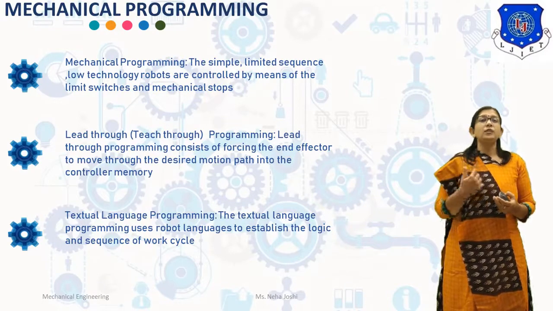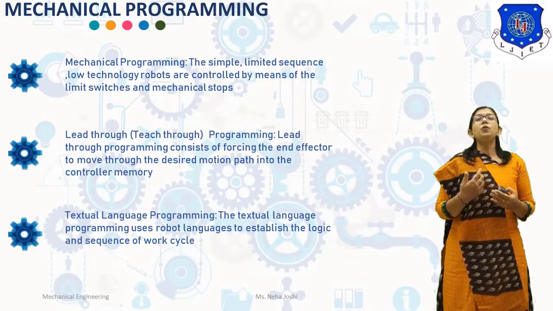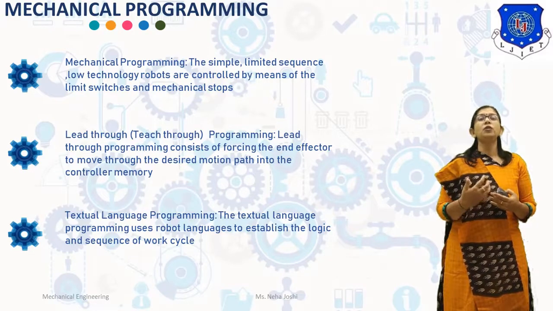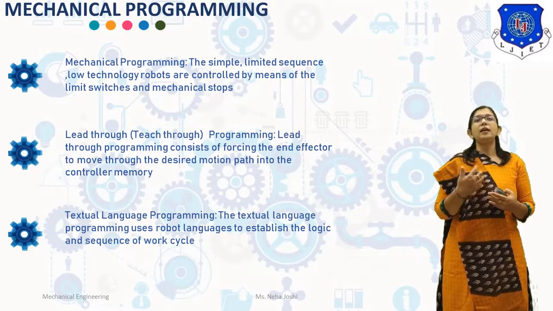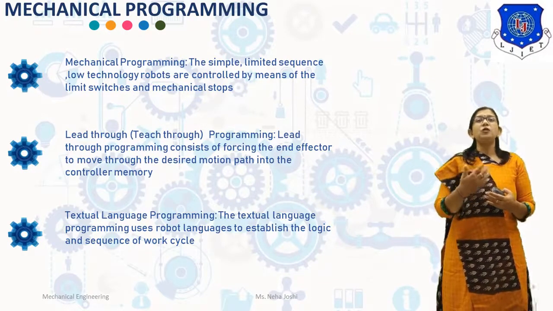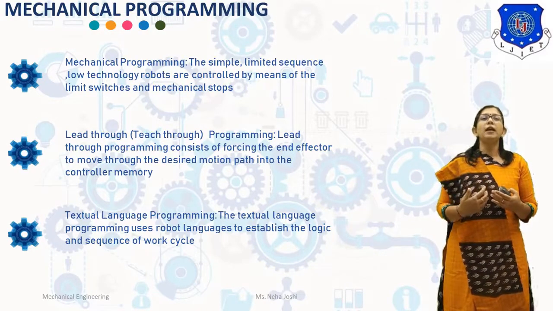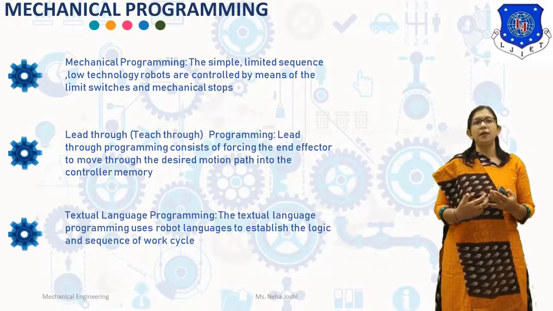robots. And last one is textual language programming. The textual language programming uses robot languages to establish the logic and sequence of the work cycle. The computer terminal is used to input the program instructions into the controller. But a teach pendant is also used to define the location of various points in the work envelope. In this programming, it is created independent of the robot cell. It is also known as offline programming.